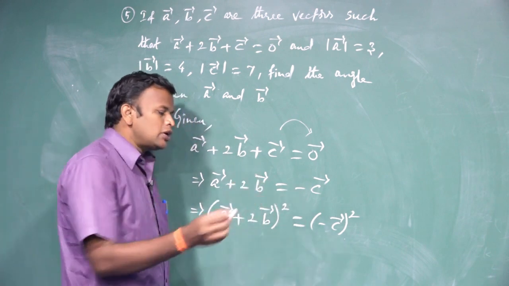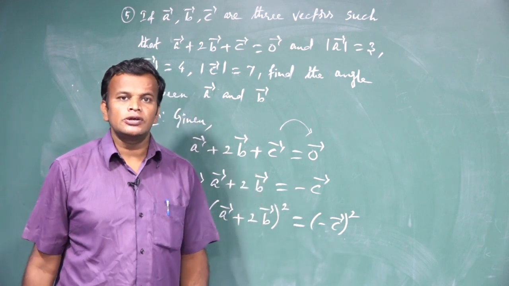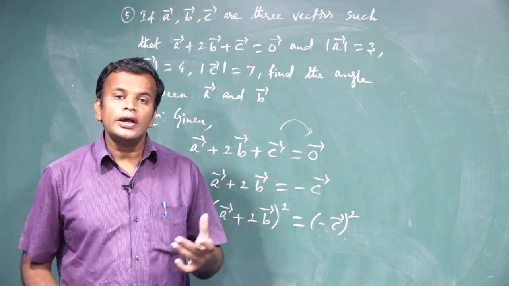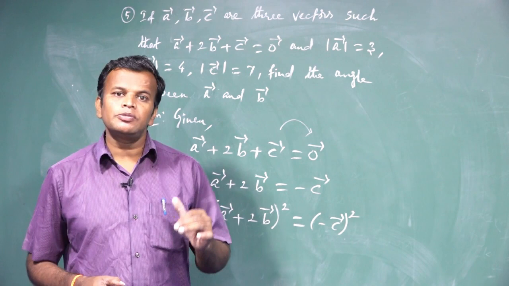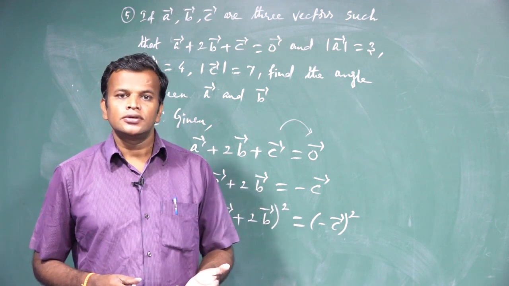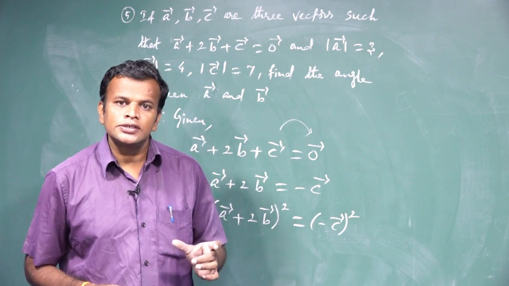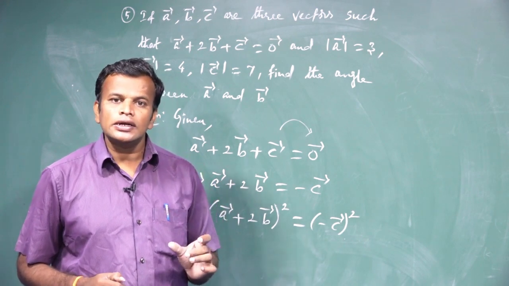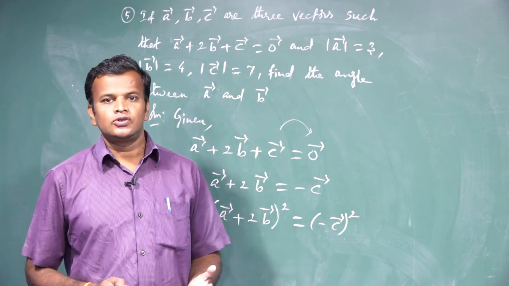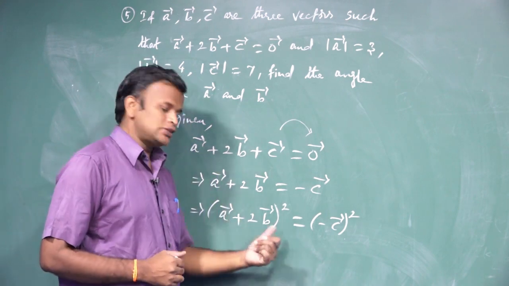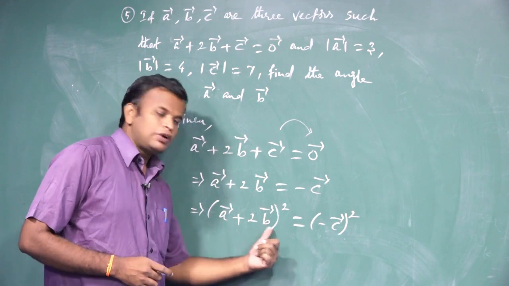You know the A plus B whole square formula. For ordinary numbers, the formula of A plus B the whole square is A square plus 2AB plus B square. But for vectors, the formula of A vector plus B vector the whole square is A vector square plus B vector square plus 2 into A vector dot B vector. This is the only difference between ordinary numbers and vectors.